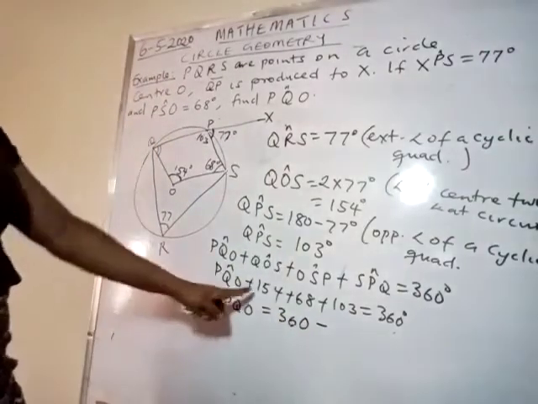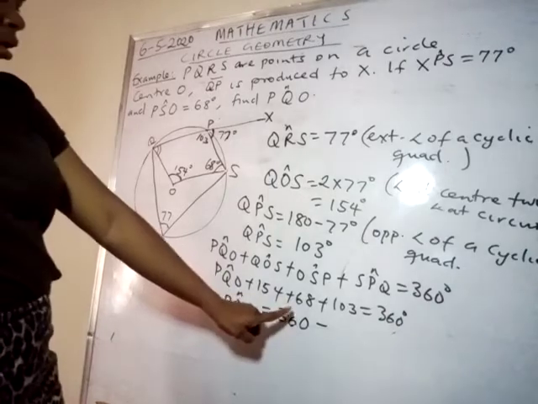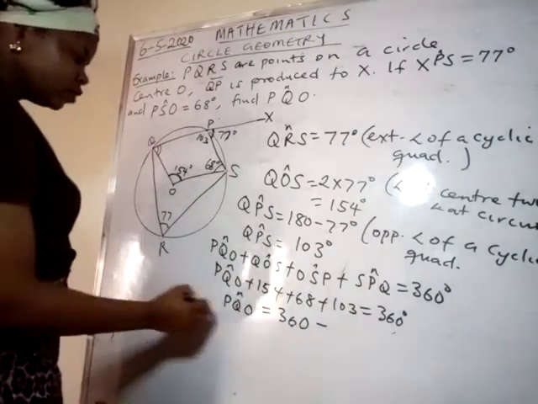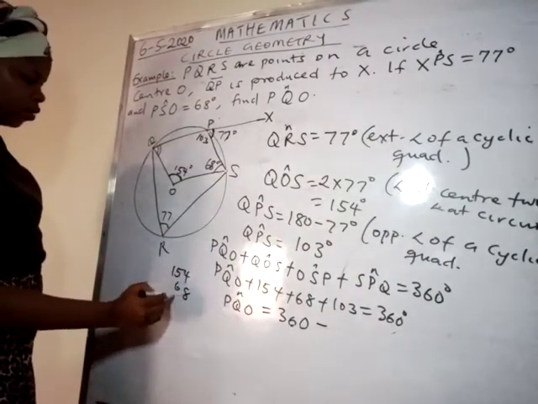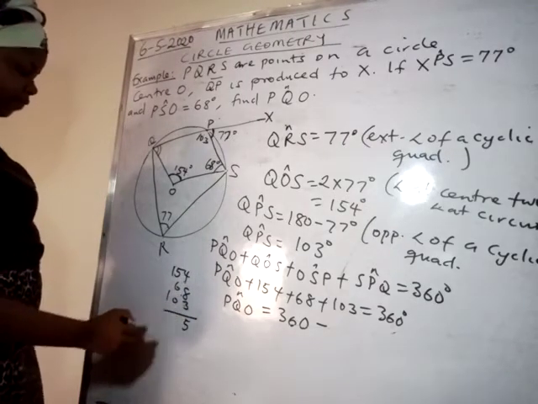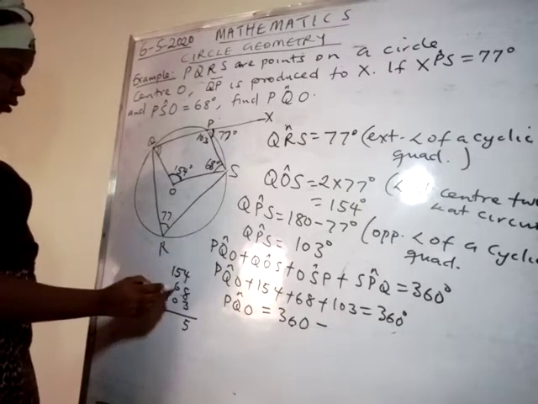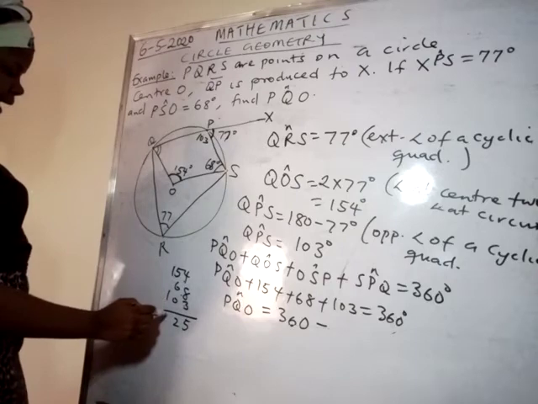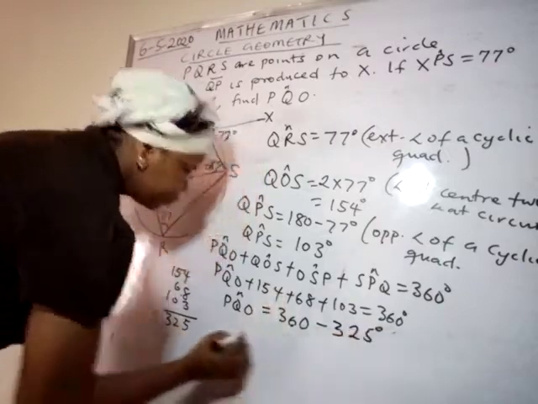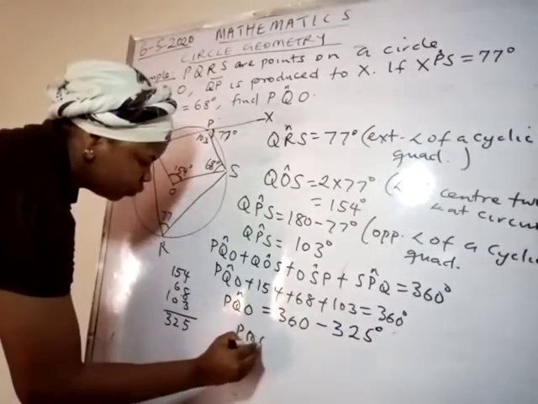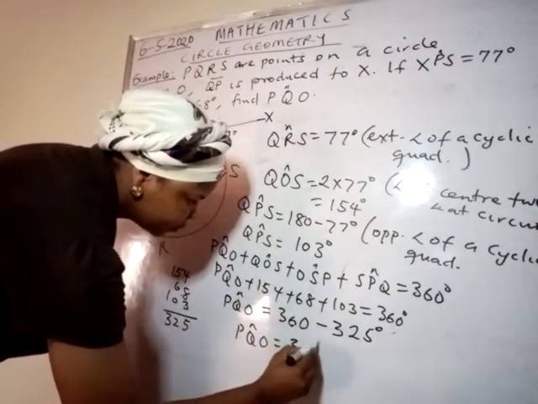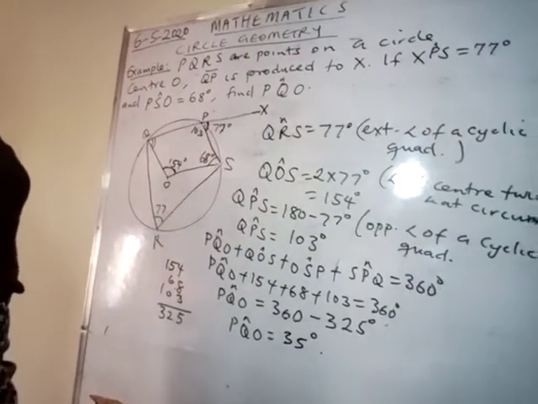So if I add 154 plus 68 plus 103, so that will give me what? Let's add it up. 154, 68, 103. Now 4 plus 8 plus 3, that's 15. So I have 5 and carry 1. Then 5 plus 6 plus 0 plus 1, that's 12. I have 2, then I have 3. So I have 325. So that means my PQO is going to be 360 minus 325. That will give me 35 degrees. Do you see that now? So my answer is 35 degrees.